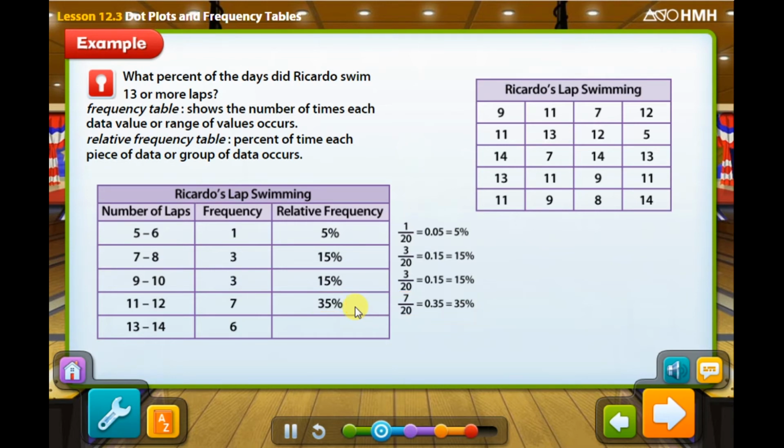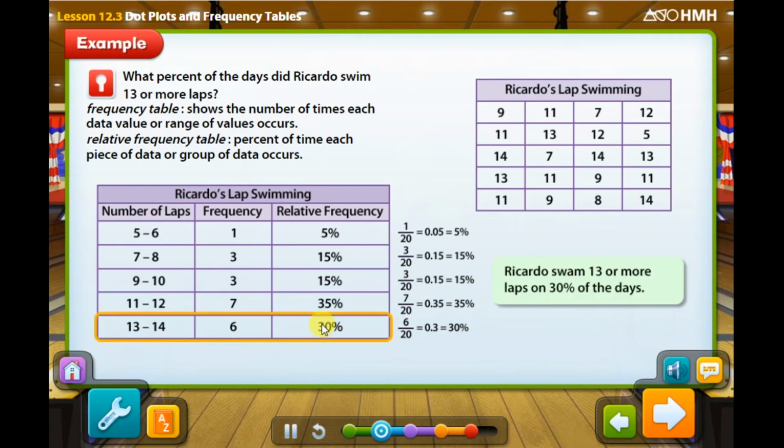What's the relative frequency for 13 or 14 laps? Okay, it would be 600 over 20. So it would be like 60 over 2, so it would be 30%. 6 divided by 20 is 3/10. So the relative frequency is 30%. So Ricardo swam 13 or more laps on 30% of the days.